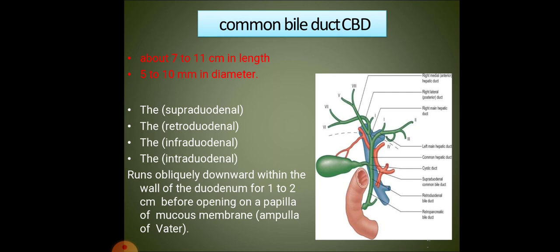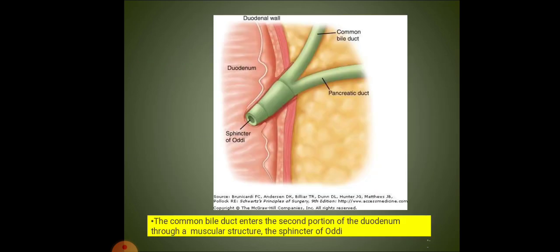So this is the CBD, that is the common bile duct. It is about 7 to 11 centimeters long and 5 to 10 millimeters in diameter. It has 4 parts: supraduodenal, retroduodenal. Supra means above the duodenum, retro means behind the duodenum, infra means below the duodenum, intra means inside the duodenum. It runs obliquely downwards within the wall of the duodenum for 1 to 2 centimeters before opening on a papilla of mucous membrane known as ampulla of Vater.